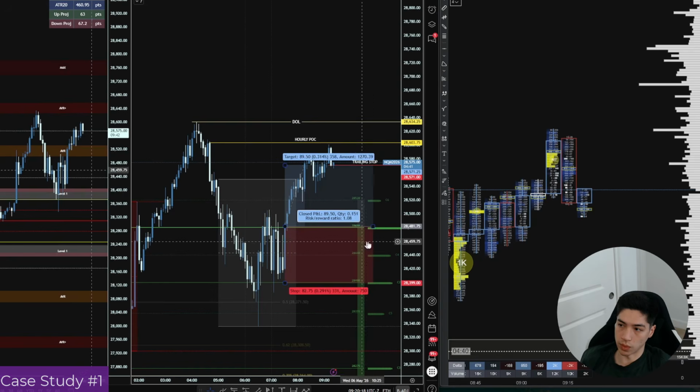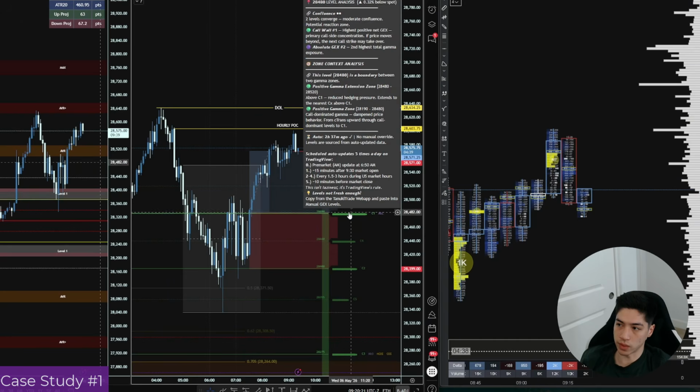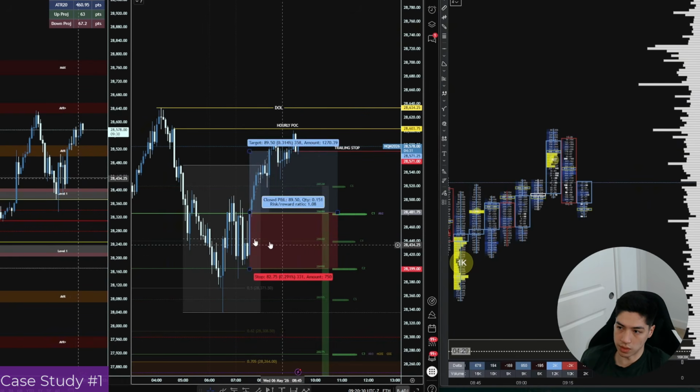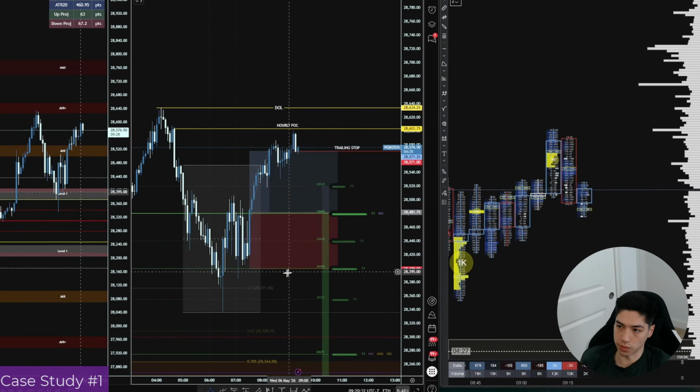From the outlook, we were watching this 28,480 level. We were kind of bouncing in between during the open. We tried to break out initially. We snapped back. We got kind of pinned in this area and began to have some rotational behavior.